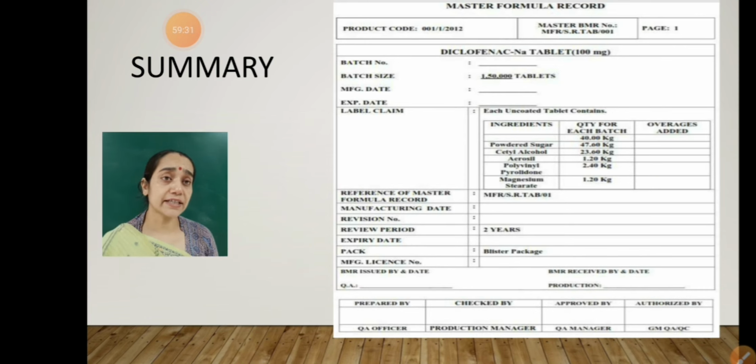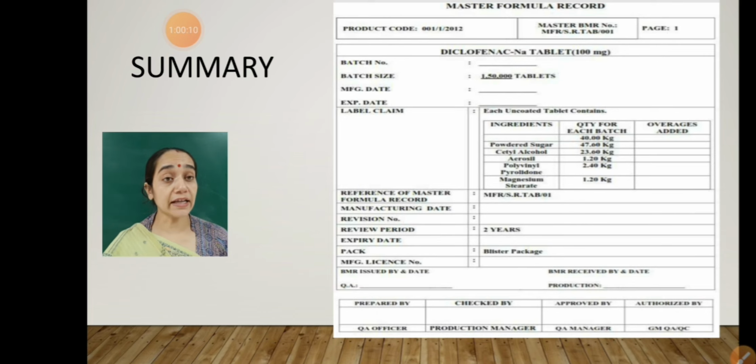Now we are presenting an example of diclofenac tablets 100 mg. Basically this is a blank master formula record for diclofenac. This master formula record will contain the product code, master formula record number and page number at the top. Then the name of the product: diclofenac tablet 100 milligram. Under this section it will include the product details: the batch number, batch size, manufacturing date, expiry date, and label claim.